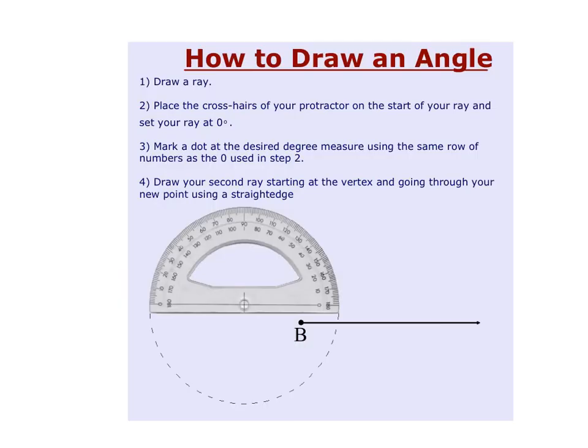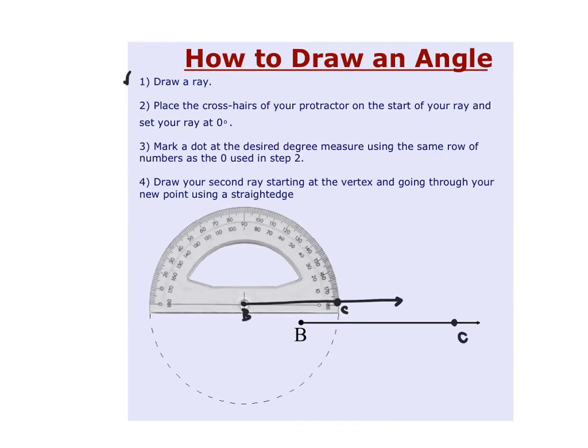Okay, how to draw an angle. We want to draw a ray. Look at that, I drew a ray. Let's call this ray BC. Okay, step one, check. Place the crosshairs of your protractor on the start of your ray and set your ray at 0 degrees. So I would translate this to look somewhat like this. Let's consider that I actually did that correct.